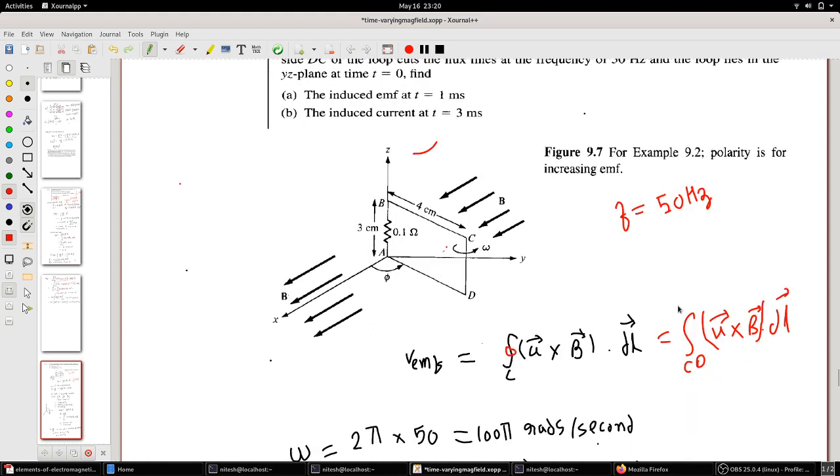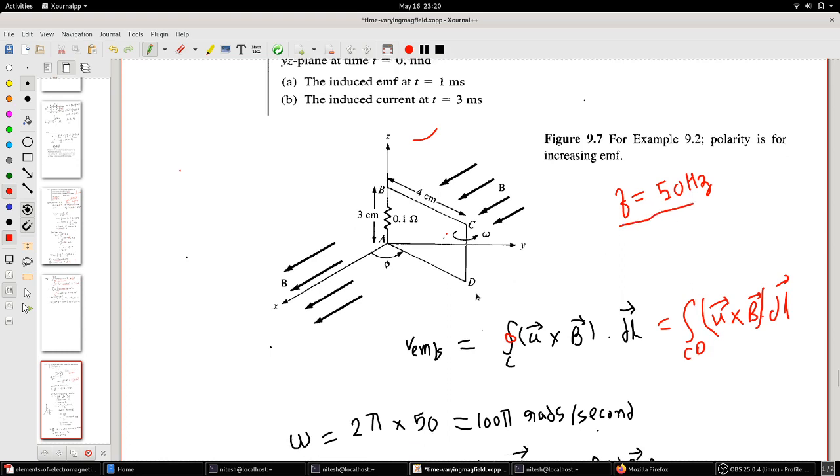Okay, let's first convert f into omega. I know that f equal to 50 Hz, so omega will be equal to 2 pi into f, which is 100 pi radians per second. Now the relation between u and omega: since it's rotating around the z axis, omega is d phi by dt, the change in this angle. Omega is an angular frequency, so the rate at which this particular angle is changing is omega, d phi by dt.